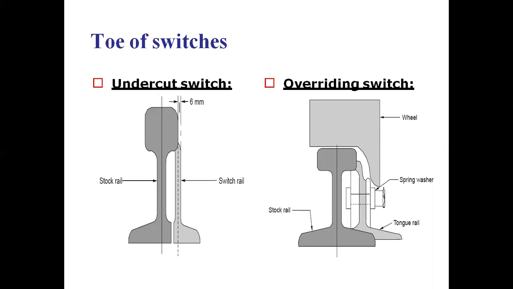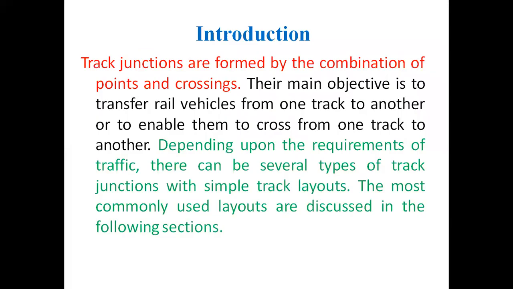Here, 6 mm of these switch rails can be observed with the main stock rail in the undercut switch, and here are the overriding switches. This is the stock rail and this is the tongue rail, and a spring washer is placed beneath the movement of the wheel. Here in this image you can observe the difference between the undercut switch and an overriding switch.